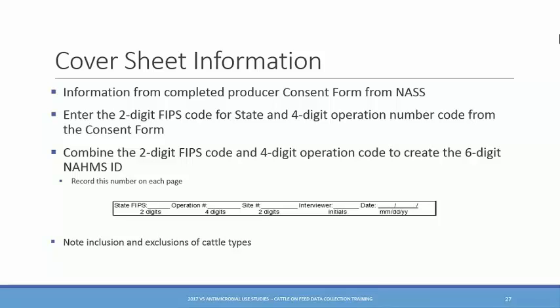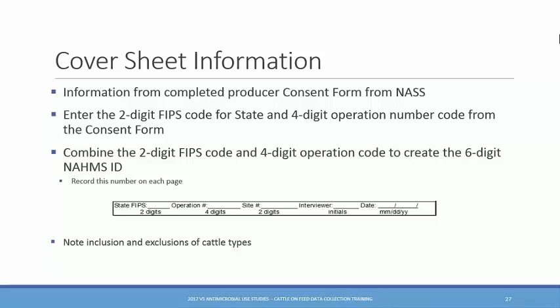And the information on the cover sheet was provided by the consent form from NAHMS. And from NAHMS, you'll have the 2-digit FIPS code, the state FIPS code, and the 4-digit operation number. So we'll have you write those in right there on the front, and then ignore where it says site number. We can ignore that. We do not have a site number for the beef study.